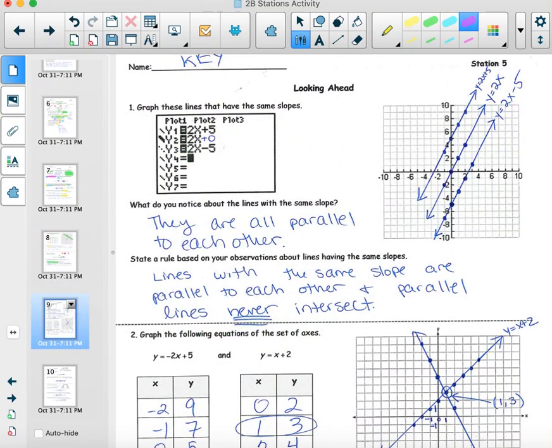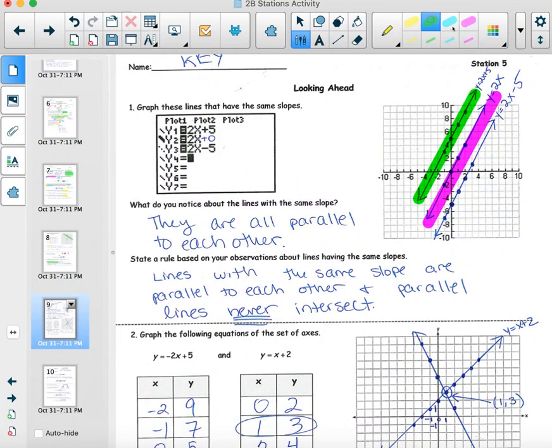All right, station 5. So let's take a look at station 5. I asked you to graph these 3 lines with the same exact slope. I added in this +0 right here just because I wanted to remind myself that the y-intercept here is 0. So here are all 3 of my graphs. And what you should hopefully have noticed, if you didn't already, is that all of these graphs are parallel to each other.